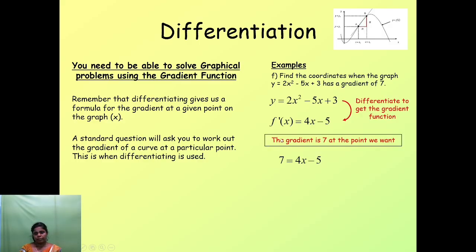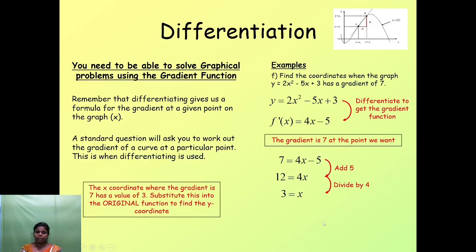Here they give the gradient is 7 at the point we want. So the gradient value is 7. So 7 equal to 4x minus 5. Then minus 5 can be changed into plus 5. So 7 plus 5 equal to 12 equal to 4x. Then x is equal to 12 divided by 4. We get 3. So the x value is 3. Okay.